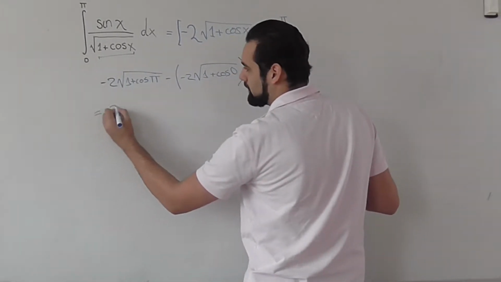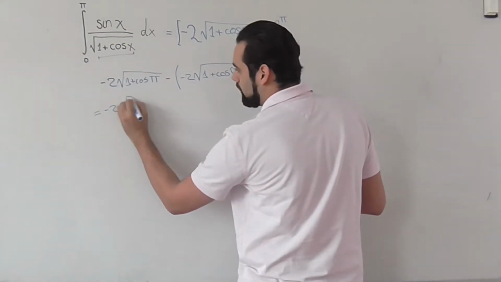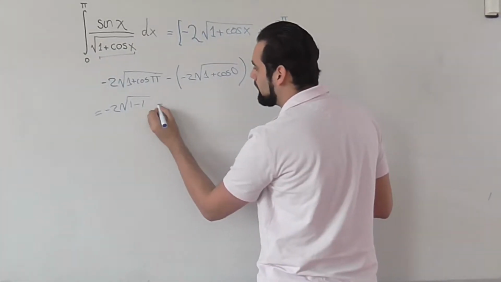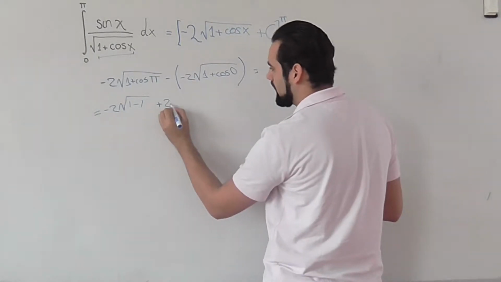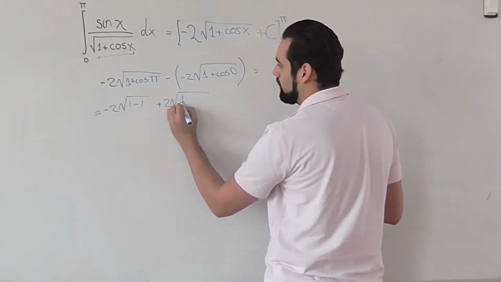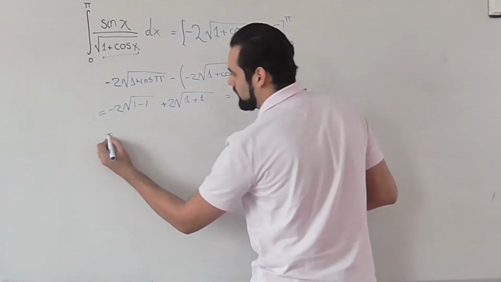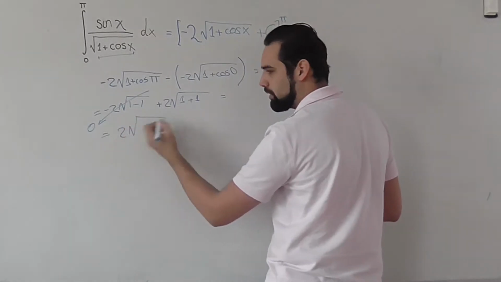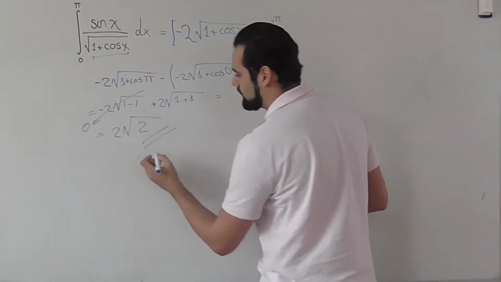So this minus 2 square root of 1 plus cosine of pi, where cosine of pi is minus 1, is going to be 0. Minus this, with this minus, turns into a plus 2 times the square root of 1 plus cosine of 0, and cosine of 0 is going to be 1, and then the solution is quite straightforward. This is 0, and then 2 square root of 1 plus 1 equals 2 square root of 2, and that is the solution to the exercise.